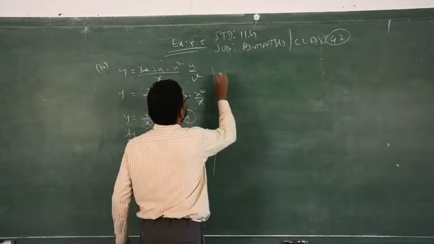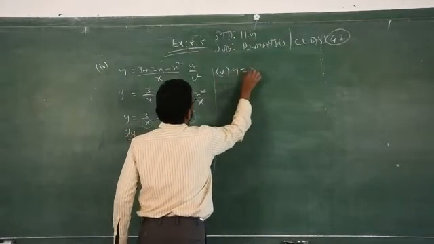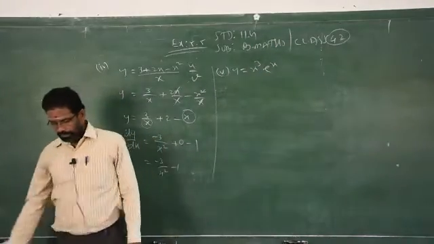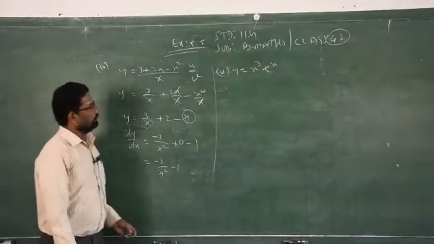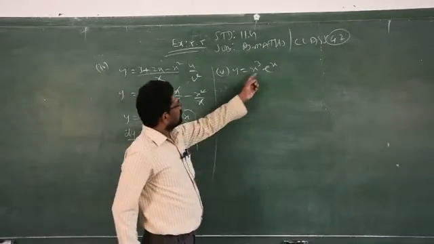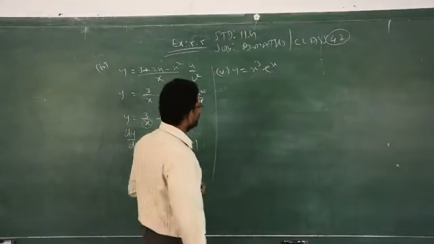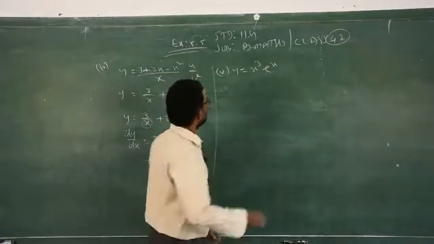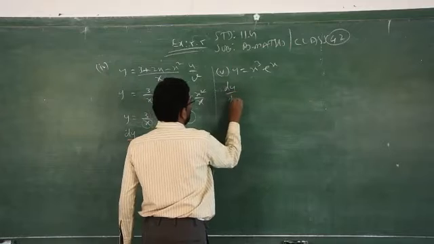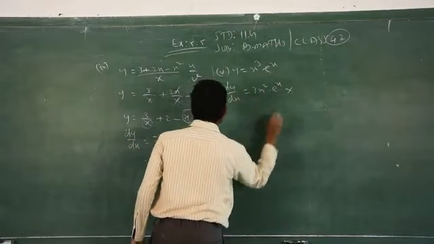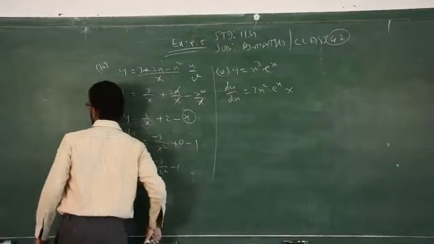Now sum number 5, y is equal to x cube e power x. Here we have two factors. x cube is one factor, e power x is another factor. x cube into e power x. If there are two factors, you cannot simply differentiate the function like this, 3x square e power x. Your answer is wrong.